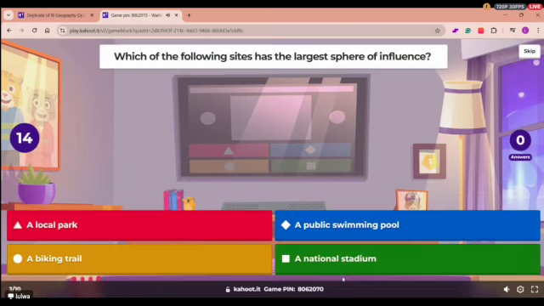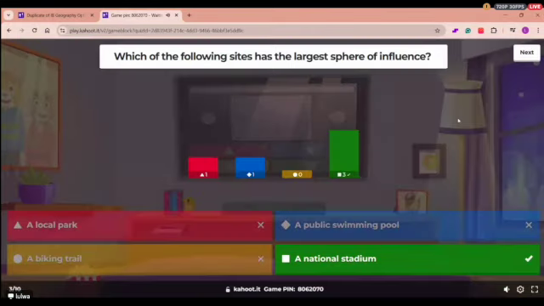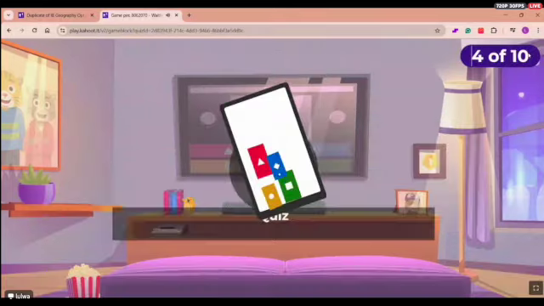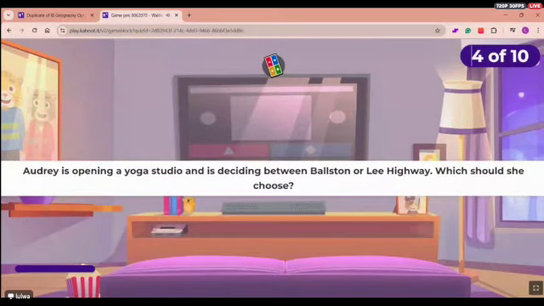Right, guys, answer the question first. Yeah, I'll send you guys the Kahoots later as well. Perfect. Most of you guys got that correct. Good job. We'll talk about sphere of influence throughout the presentation, so don't worry about it.